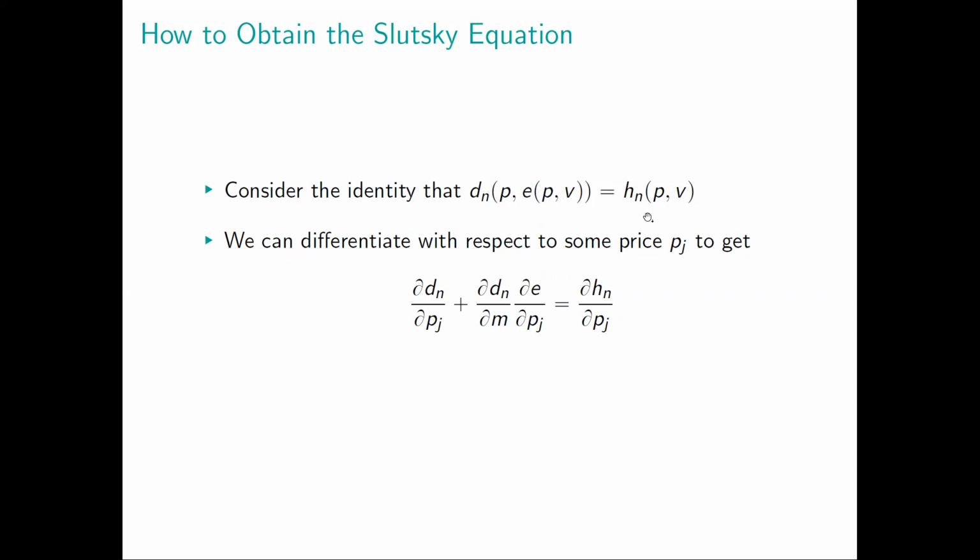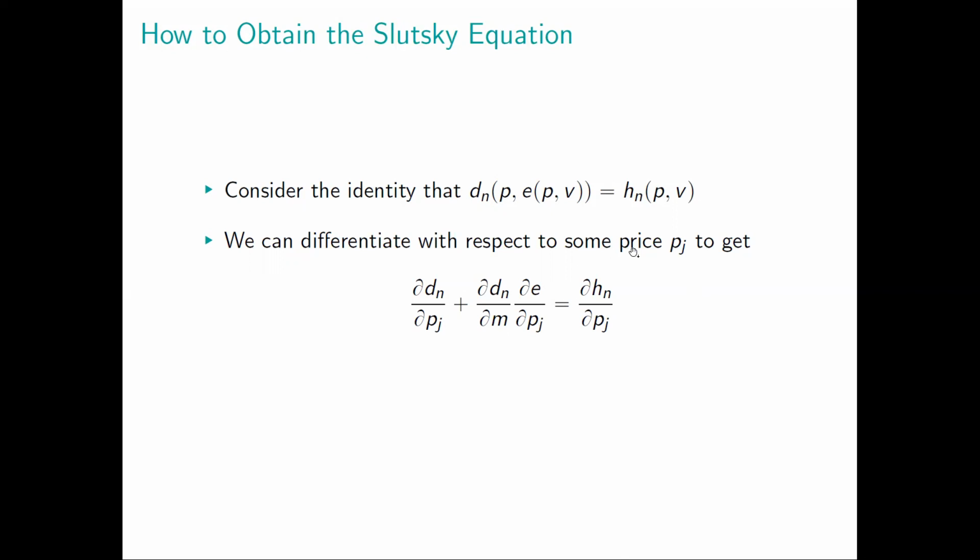So essentially there's a chain rule going on here. We get the derivative of Marshallian demand with respect to the price of j, the derivative of the Marshallian demand with respect to income m, times the derivative of the expenditure function with respect to price j, and this equals the Hicksian demand function differentiated with respect to prices pj.